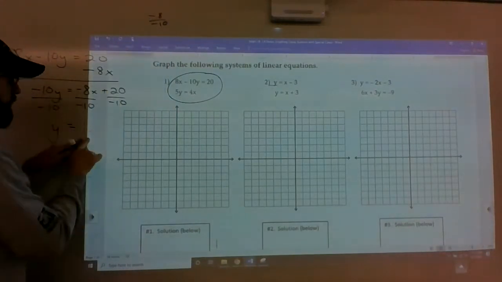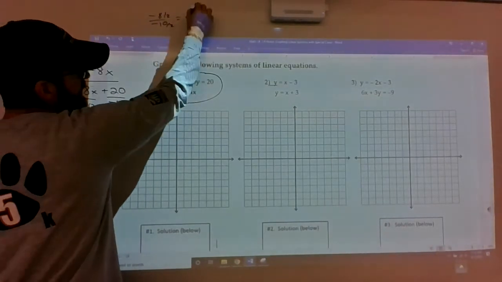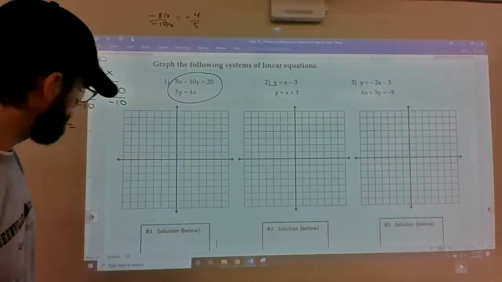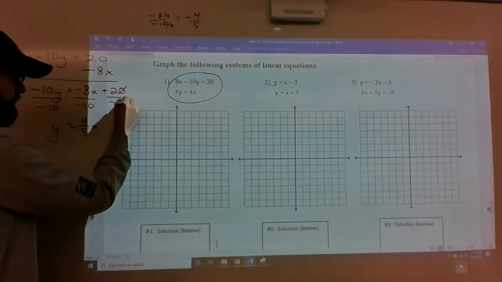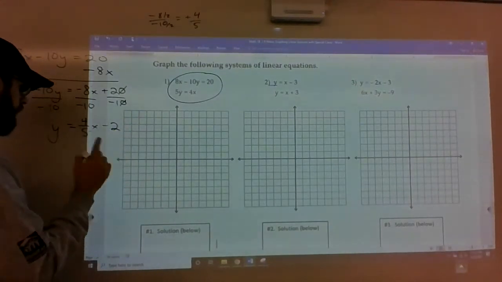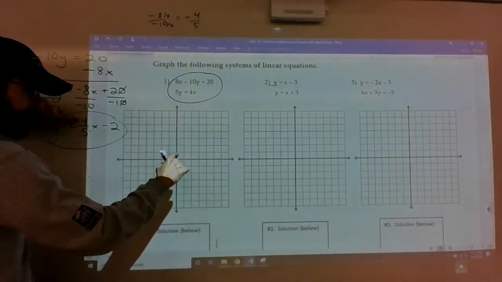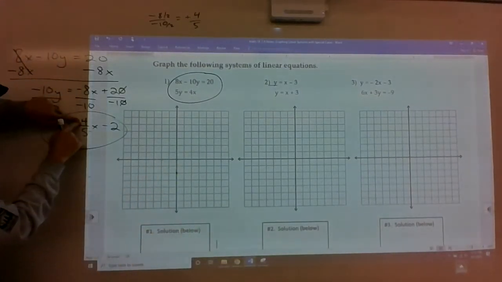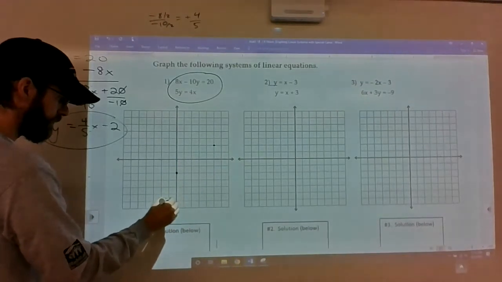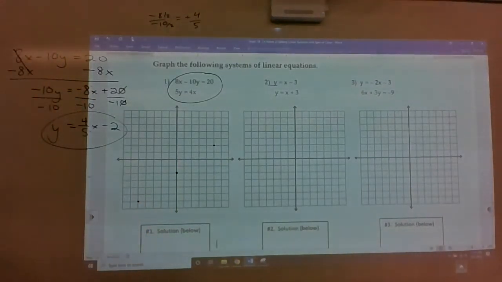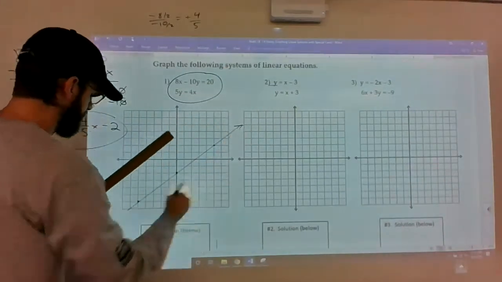If you want to simplify that fraction without a calculator, just tell yourself, a negative over a negative is a positive. They're both even, so divide them by 2. Half of 8 is 4, half of 10 is 5. It's 4/5. And then 20 divided by negative 10. The 10s cancel. It's negative 2. So my first equation is start at negative 2, then move up 4, right 5. First line's done.